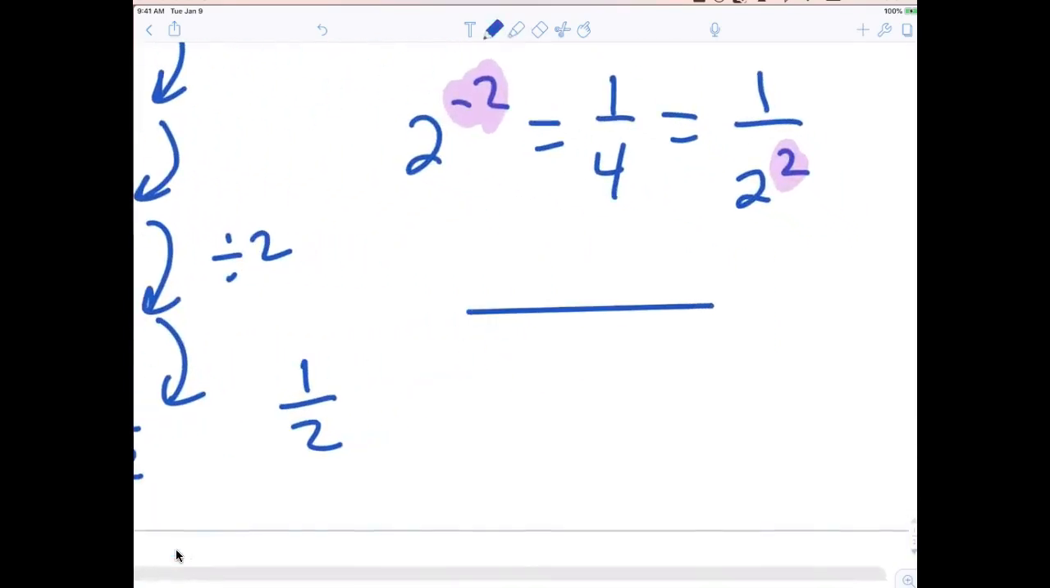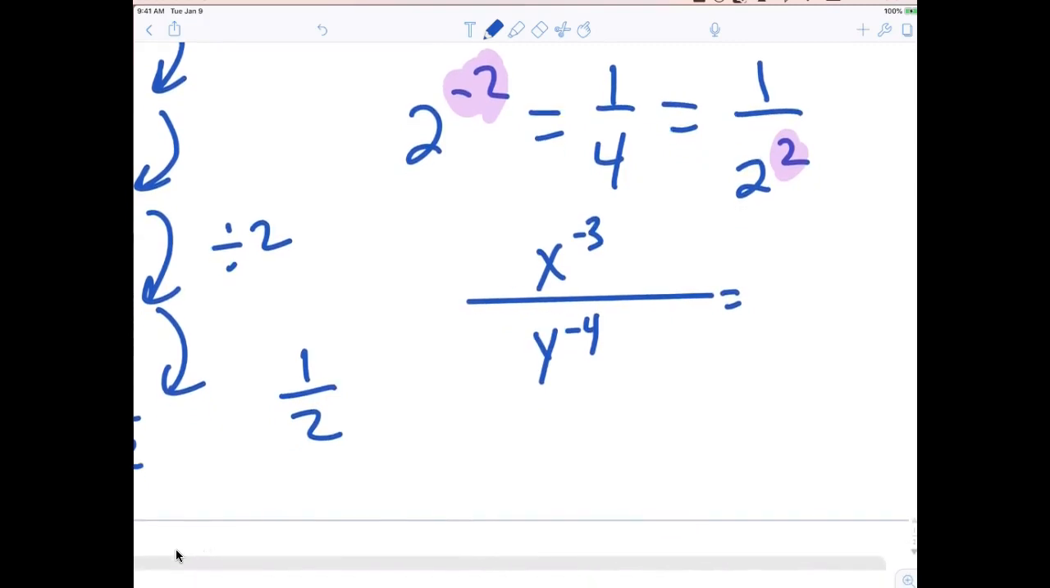If I said to you, x to the negative 3 over y to the negative 4, what does that simplify to? For whatever reason, in the future you'll be able to write negative exponents, but when you're in Algebra 1, they say no negative exponents. So if you're not allowed to have negative exponents, how would I simplify that? What is the answer? Give it a shot.